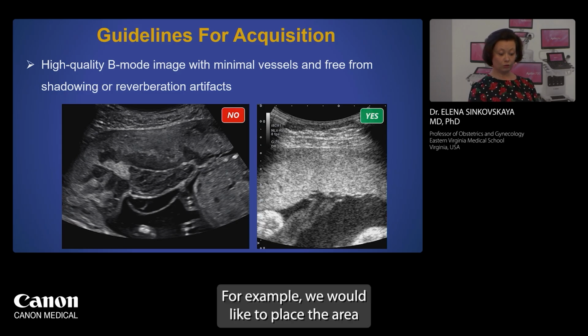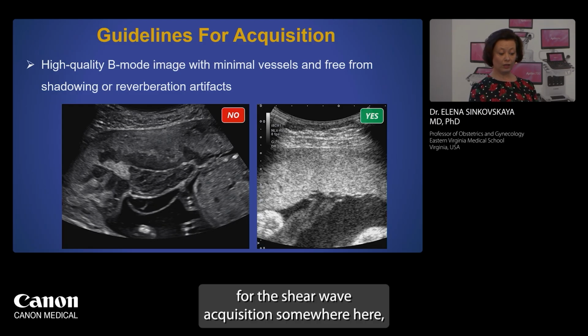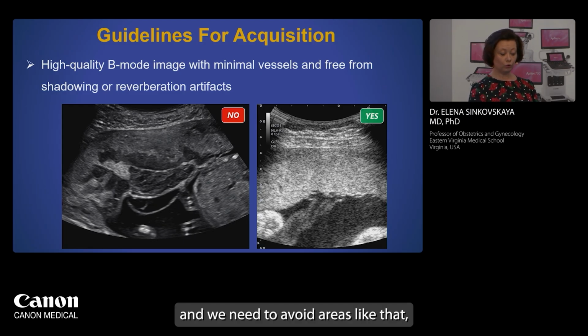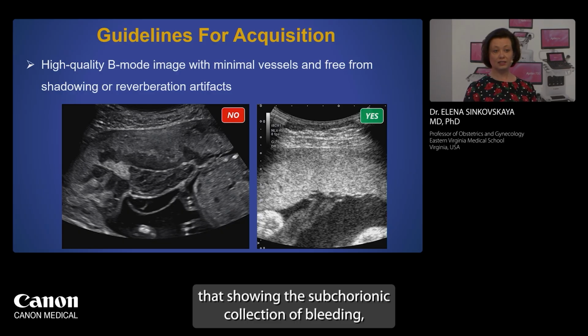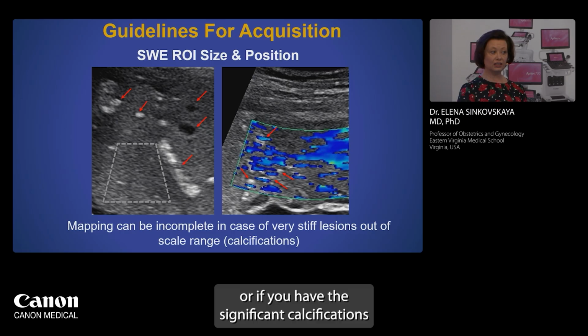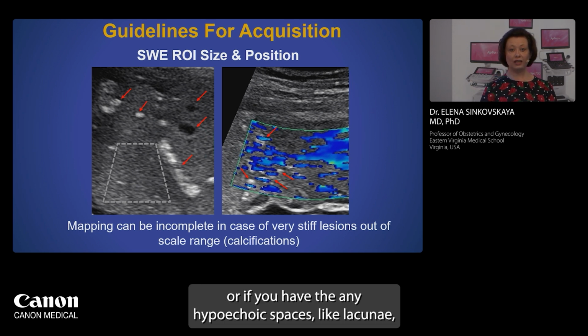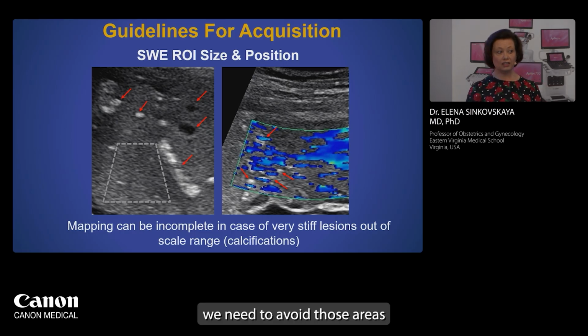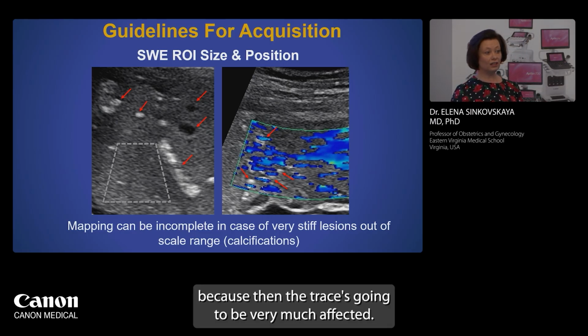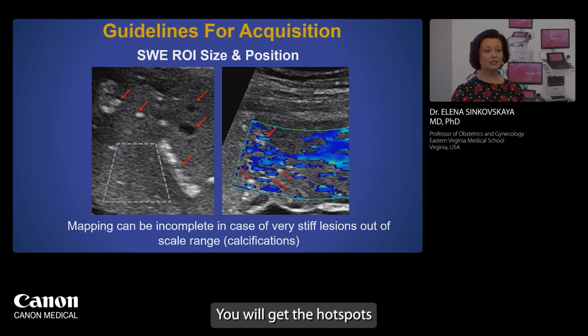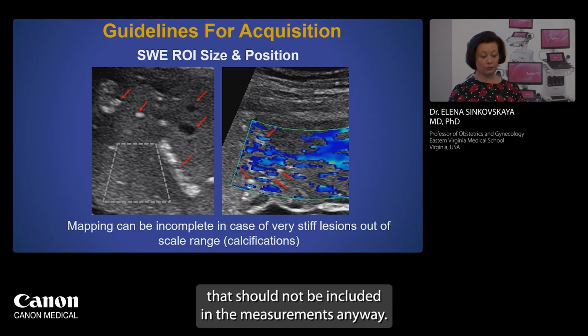For example, we would like to place the area for the shear wave acquisition somewhere here, and we need to avoid areas like that showing a subchorionic collection or bleeding, or significant calcifications within the placenta, which are usually seen in the third trimester of pregnancy, or any hypoechoic spaces like lacunae. We need to avoid those areas because then the tray is going to be very much affected. You will get hot spots that should not be included in the measurements anyway.